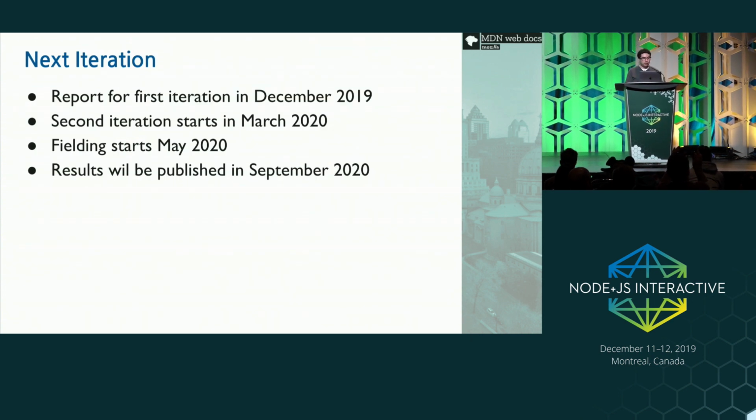But as I said, we want this to be an annual thing. So the next iteration will start in March 2020. We will field the survey in May, and we'll publish the results in September 2020, hopefully in time for TPAC 2020 and the 2021 planning season.